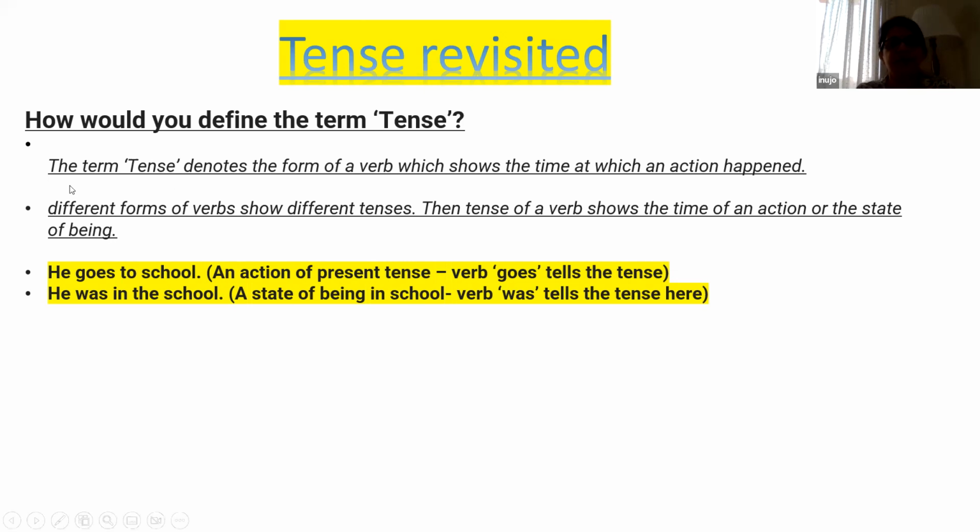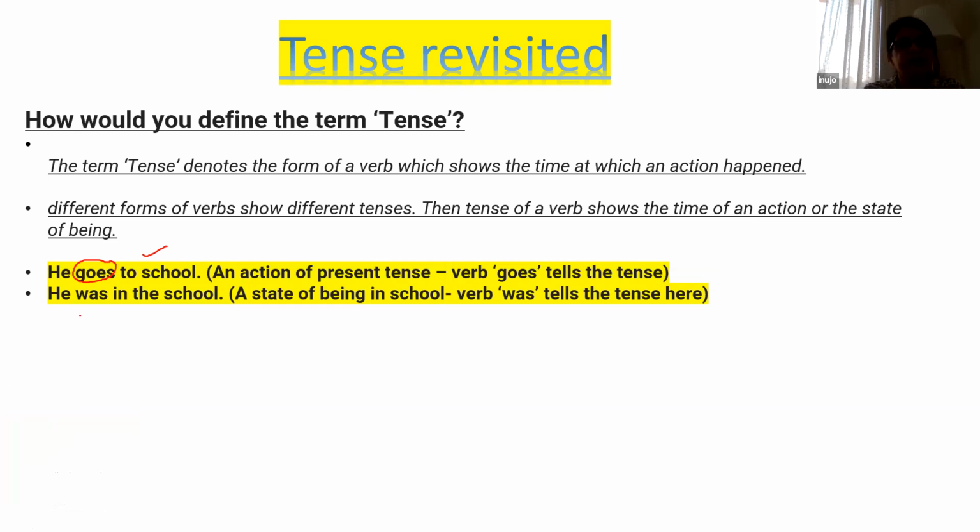For example, let me show you here with my highlighter. Yeah, he goes to school. This is your first example. He goes to school. What is your verb? Your verb is goes. This is the present tense. An action happening in the present because the verb tells you the tense. What is the verb? The verb is goes. Goes ta ko format re achi, it is in the present. So hence that becomes your present tense, an action of present tense.